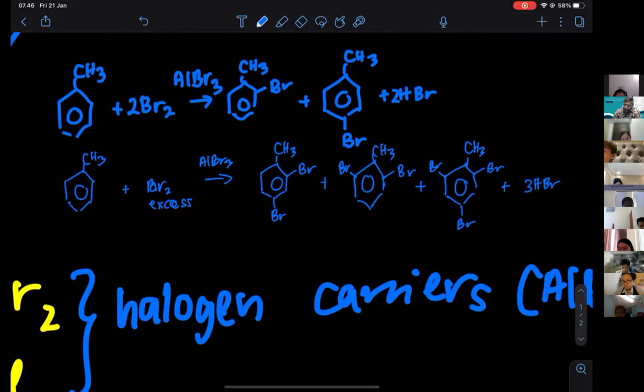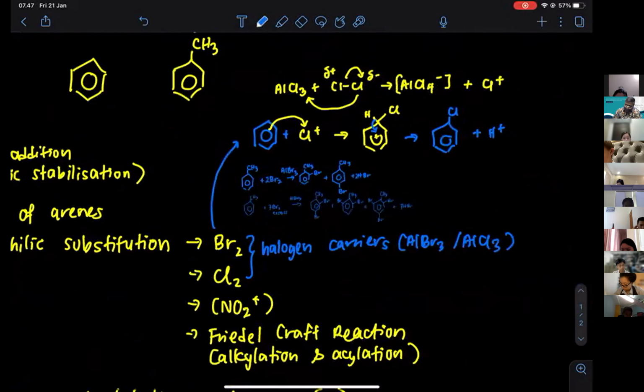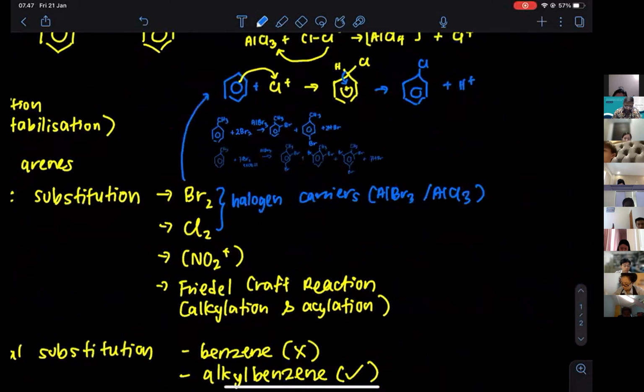This one is 3, so let me see, it's not 3. How many H is given out? 1, 2, 3, 4, 5, 6, 7. So 7. So how many Br? 14 Br. So I need to have 7. So this one is balanced. Just to check, Davis, can you follow up to here? Yeah. So all this we have learned under electrophilic substitution, Br2 and Cl2.